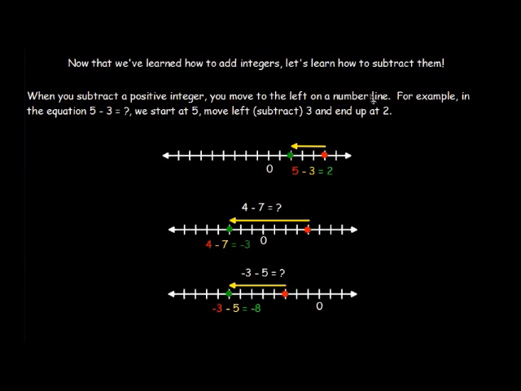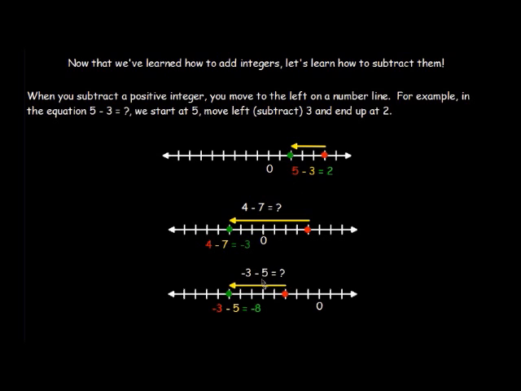Alright. So, now that we've learned how to add integers, let's learn how to subtract them. It says when you subtract a positive integer, you must move left on a number line. For example, the equation 5 minus 3. We start at 5, move left, which is subtract 3, and end up at 2. So that's what all these say. Start at 5, you're moving left because you're going minus, and you ended up at 2.